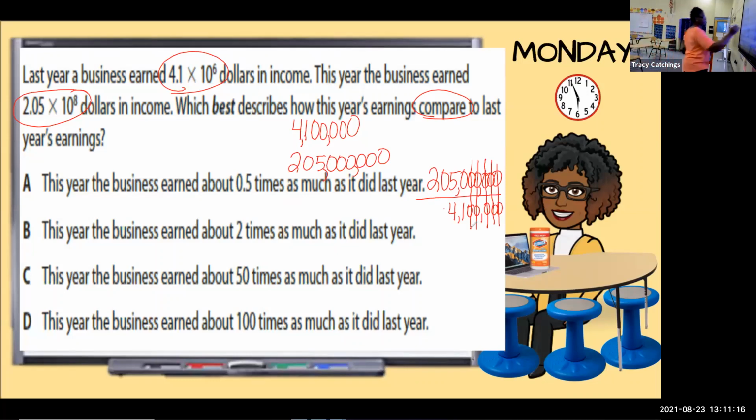Or in other words, 2,000 being divided by 40. 4 times what would get us 20? 5. Good job, 5. We got 1 zero in common. Get rid of 1, we're left with 1. So that would be about 50 times larger.